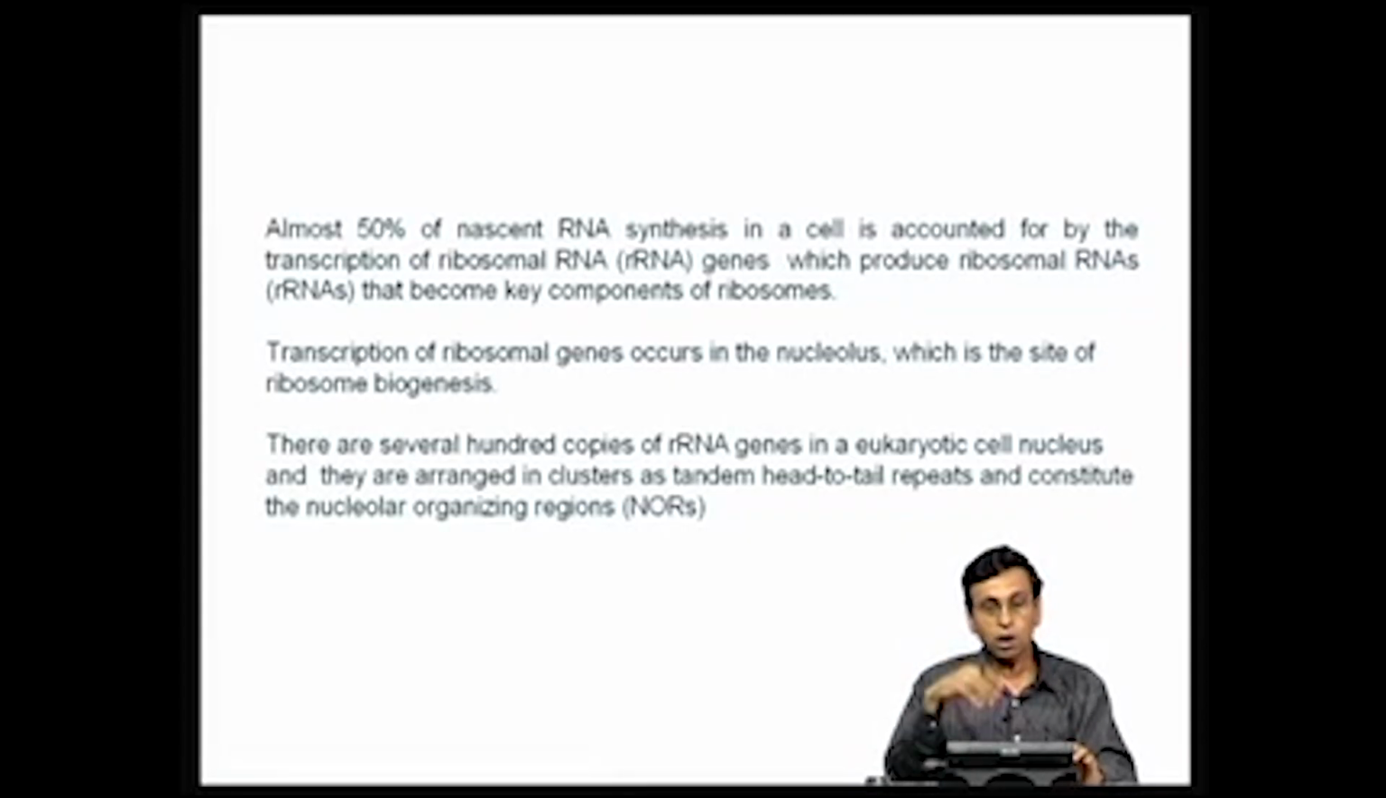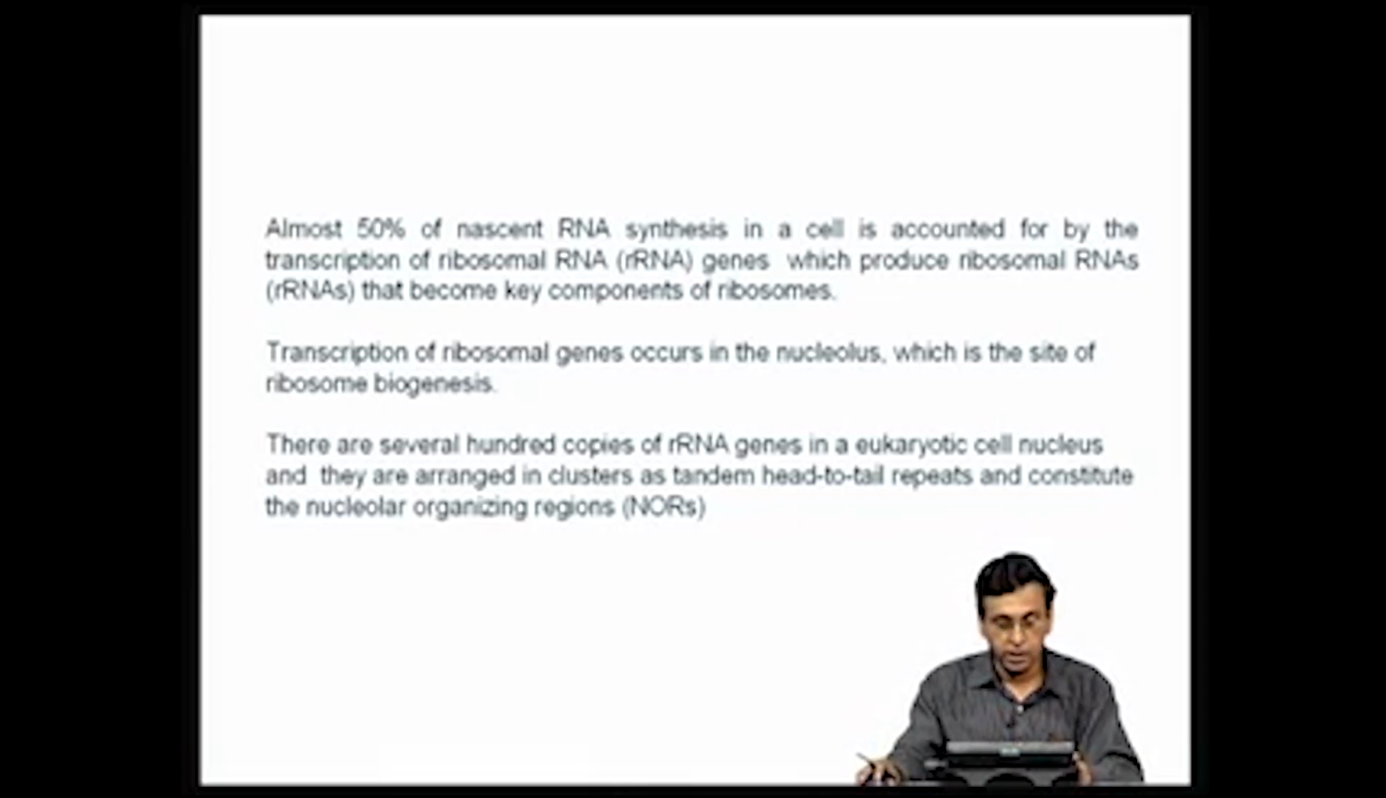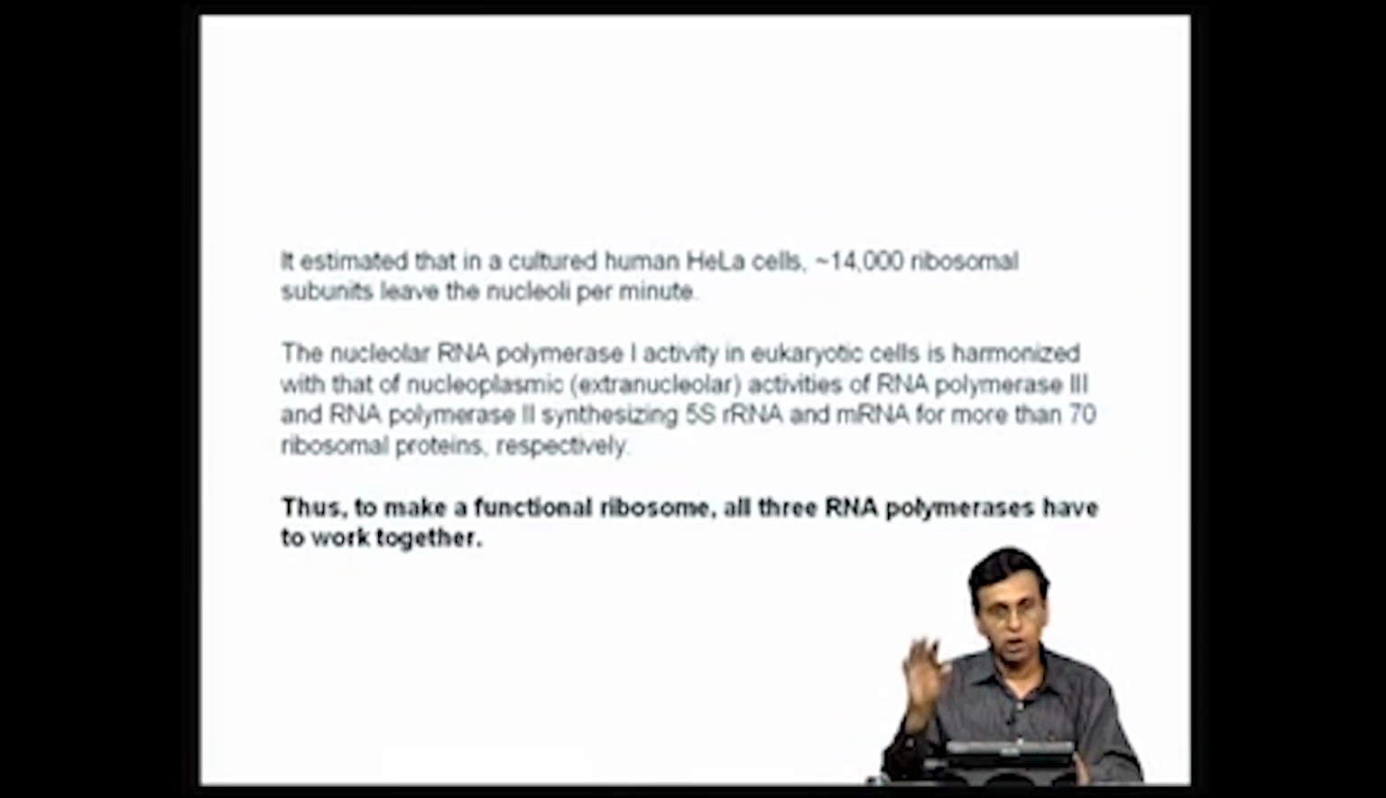And to make these huge amounts of ribosomal RNA, eukaryotes have evolved to have multiple copies of these ribosomal DNA genes. Many hundreds of copies of these rDNA genes are present in a head to tail, tandem fashion inside the genome, and they are actually present inside the nucleolus. So, the nucleolus is the site of ribosomal DNA transcription and ribosomal RNA synthesis.